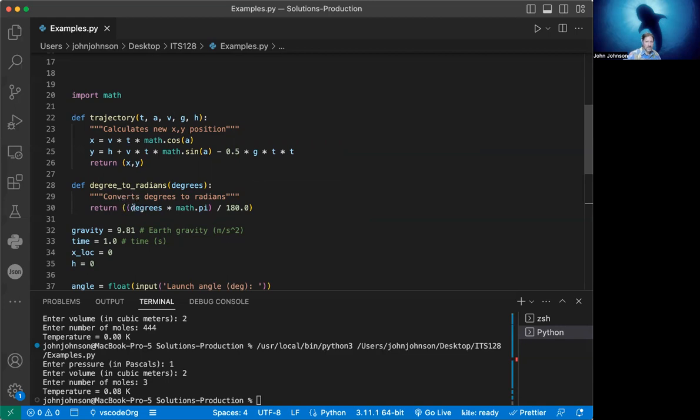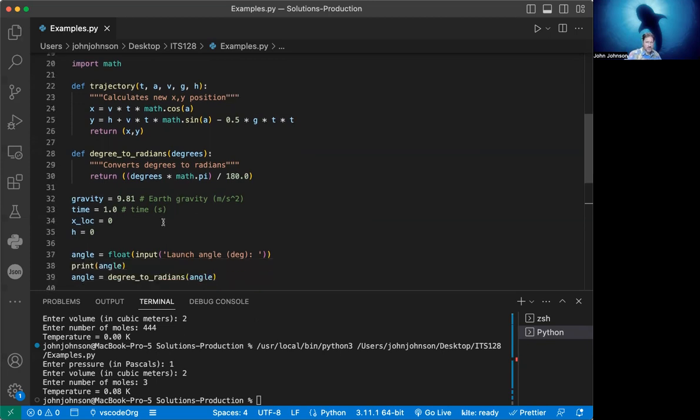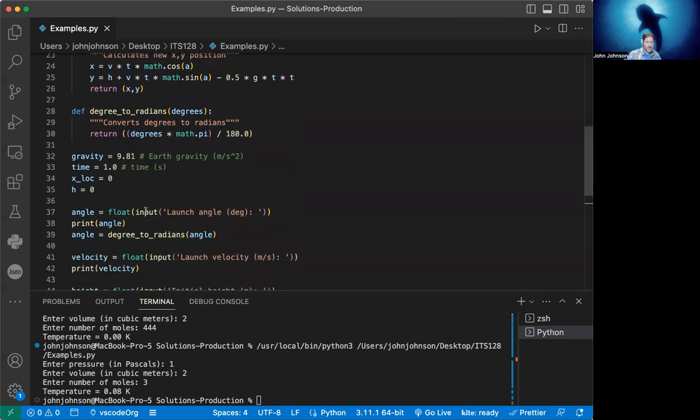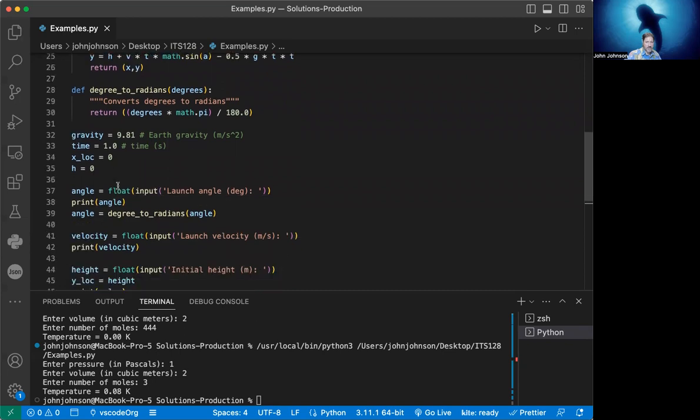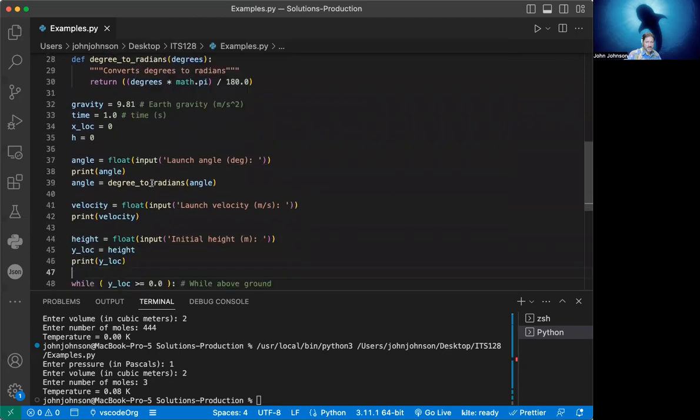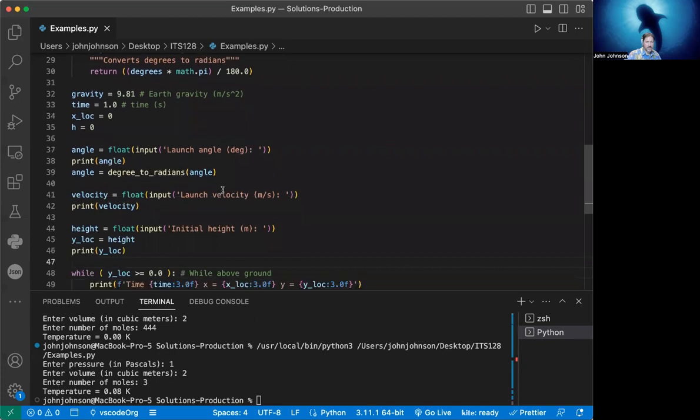And it shows us we're returning a value here, which is the degrees times the math.pi. So math.pi is the float value of pi, and then it divides it all by 180. So then it goes down and it does some math here. It sets gravity to 9.81. Time is equal to 1, x location is 0, and h is 0. And then it goes ahead and starts asking us for our inputs for the angle, for the velocity, and the height.